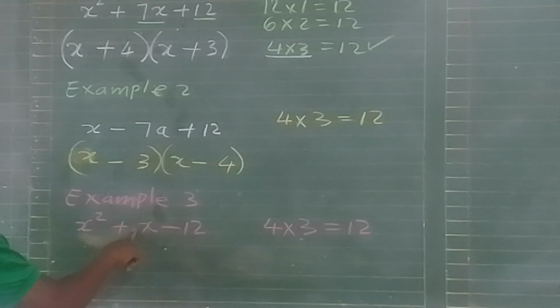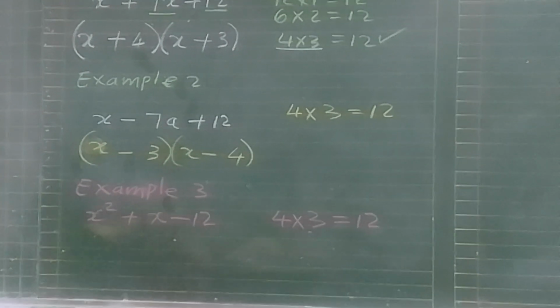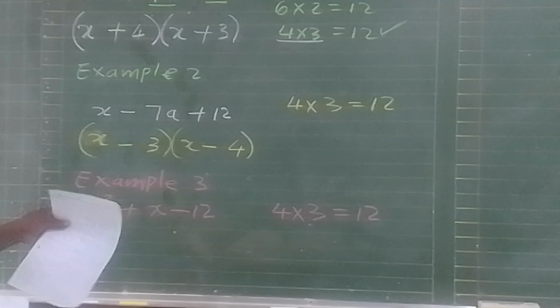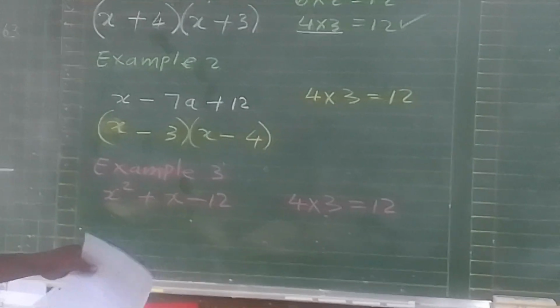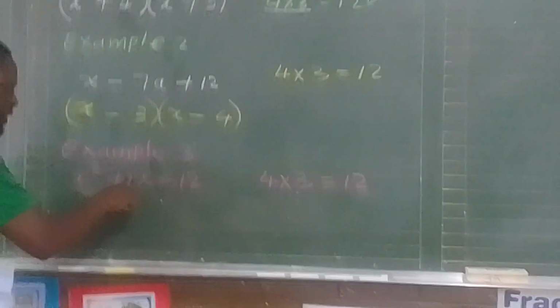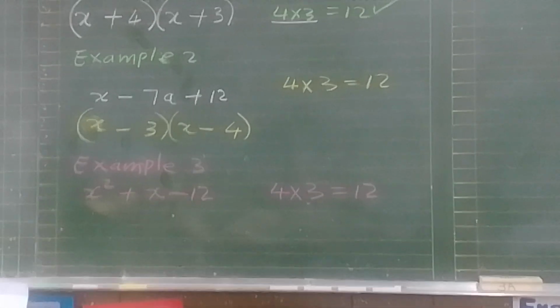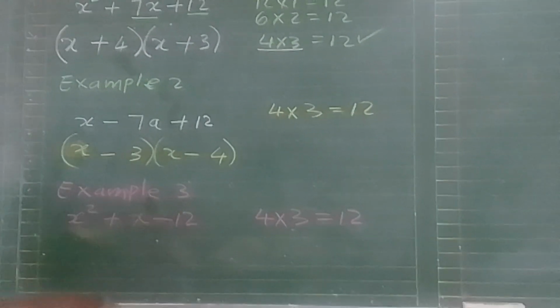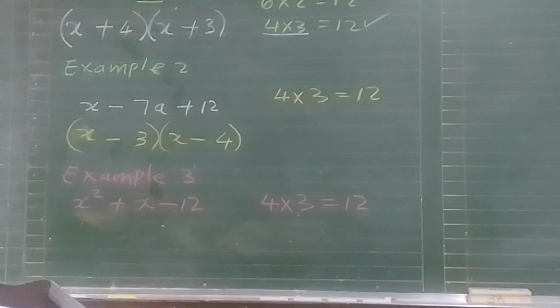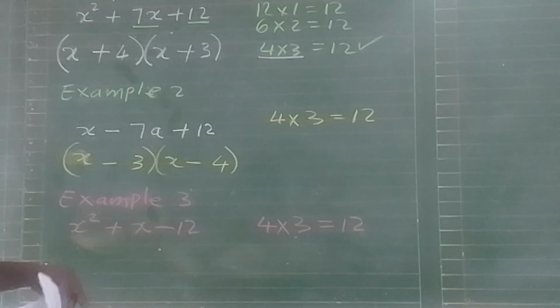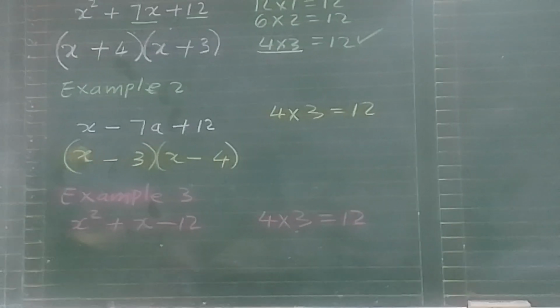There is a 1 sitting here, but we are not allowed to write it. Yes, you can write it, but it's going to show you that you are still an amateur. Don't write a variable that's standing on its own. There is a 1 here. So don't show them that you are still learning or a beginner. Show them that you are oozing with confidence.